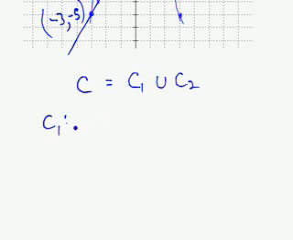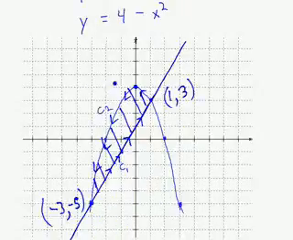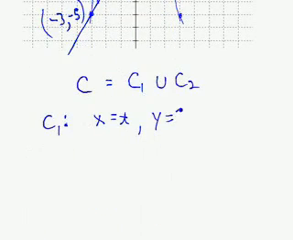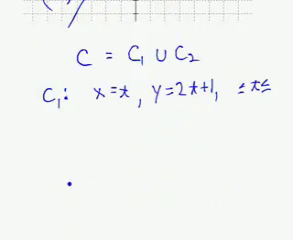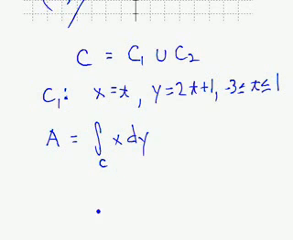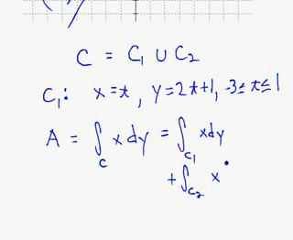and I'm going to parameterize C1 so that, well, I'll let x equal t and y equal 2x, or 2t plus 1, where t goes between the first coordinates of the two intersection points. So t goes from -3 to 1. And I'll use the area formula, the integral over C of x dy, to calculate the area. And so the area becomes the integral over C1 of x dy plus the integral over C2 of x dy.